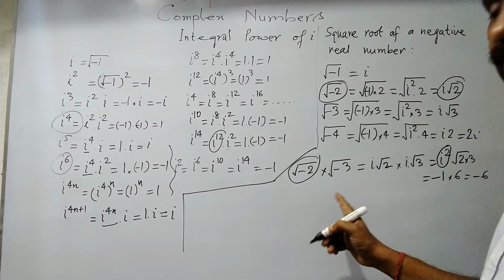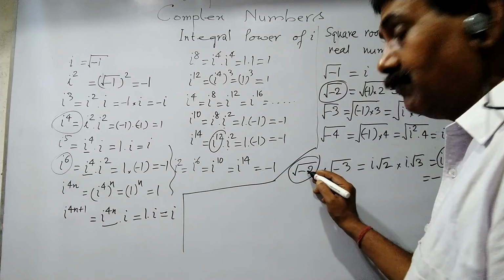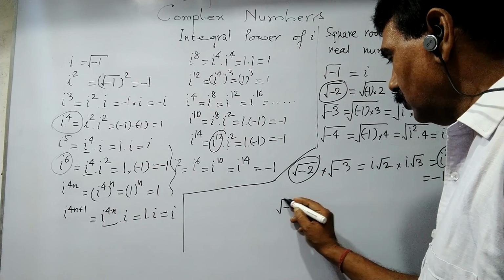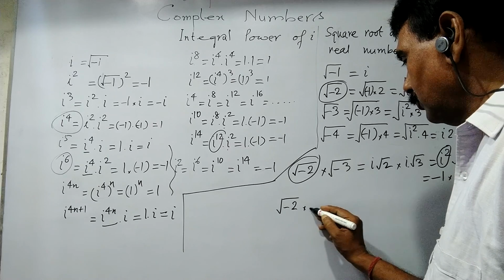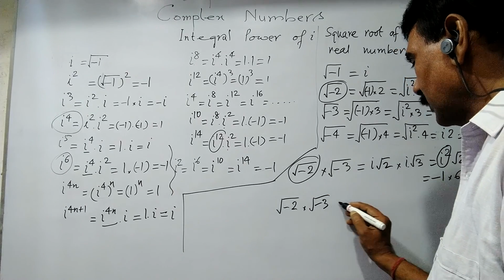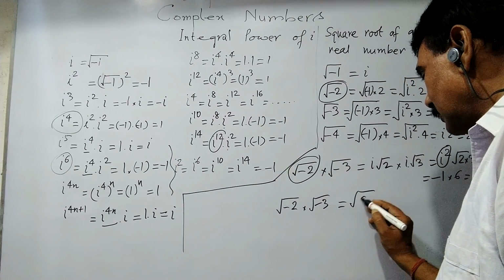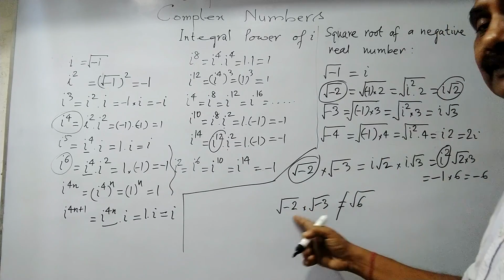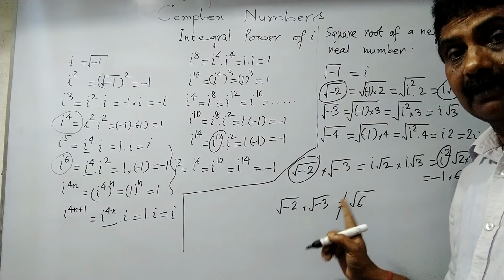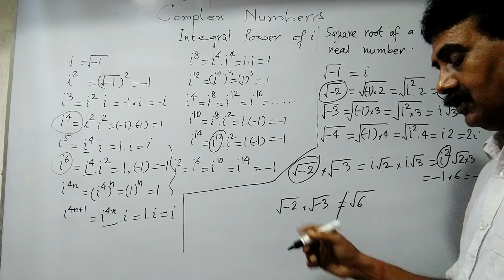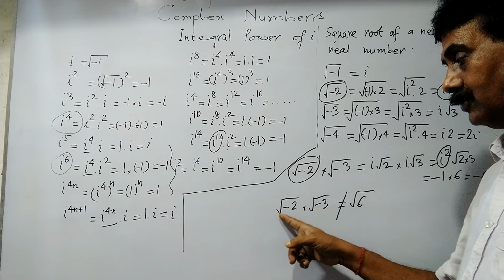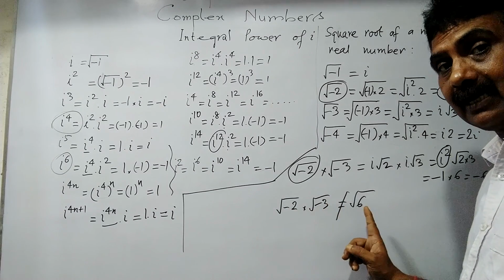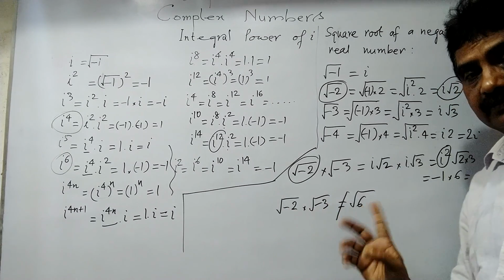Okay, we cannot write root under minus 2 into root under minus 3 is equal to root under 6. We cannot write like this. Some people may do this, but understand this point. Square root of minus 2 into the square root of minus 3 can never be equal to root 6.